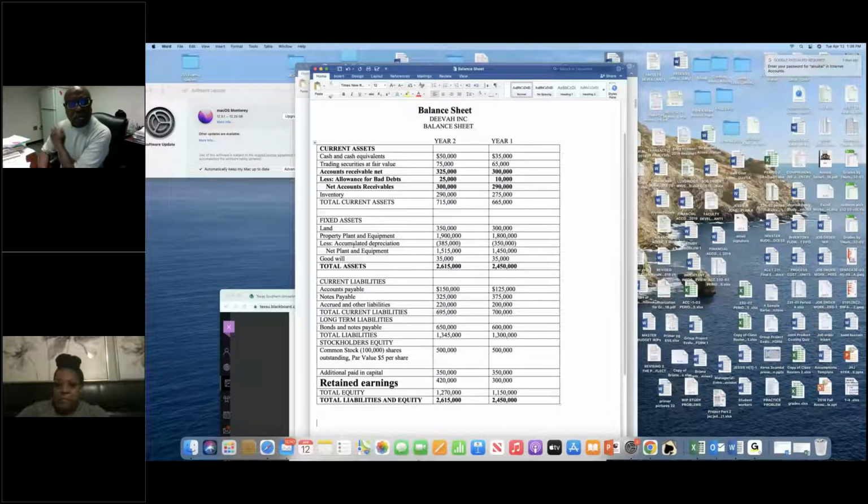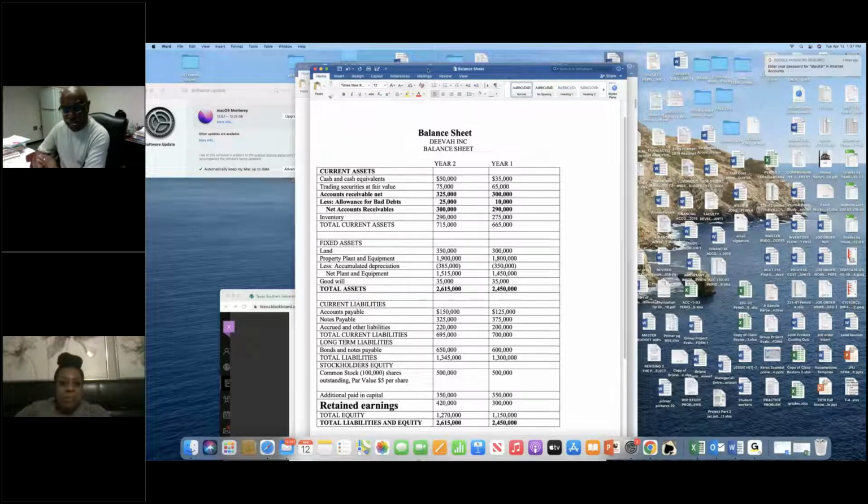So just be aware that when we do the balance sheet now, if there are contra asset accounts that have credit balances, you're not going to balance unless you subtract those items. And I don't think you have to worry about that.